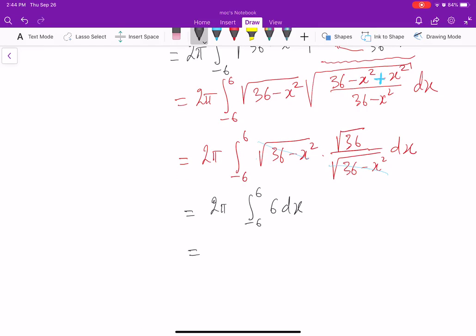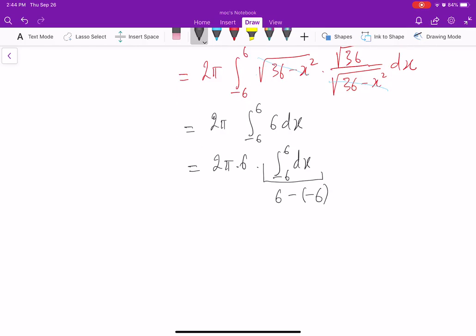I hope we know how to do this, right? 2 pi times 6, and then the integral from -6 to 6 of dx. This integral is just equal to 6 minus -6, which is 12, right? So finally I get 2 pi times 6 times 12. And that is the final answer. The final answer is 144 pi.